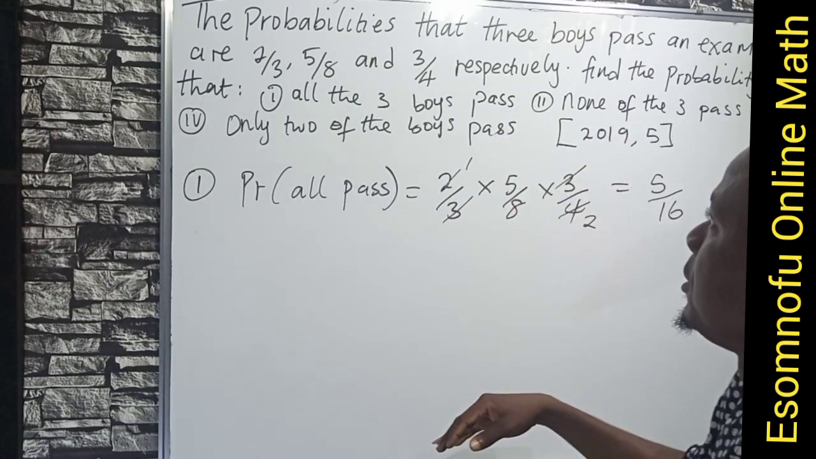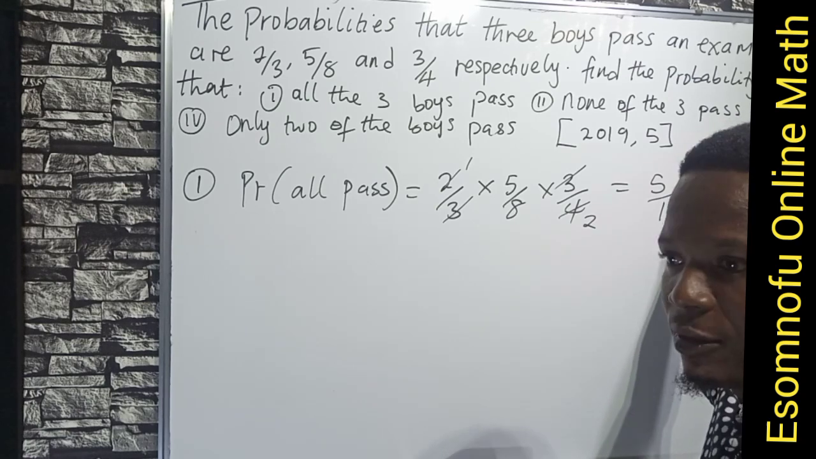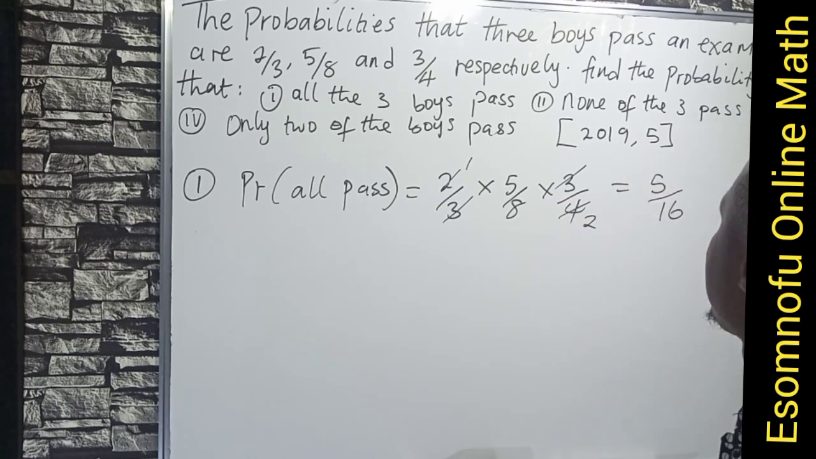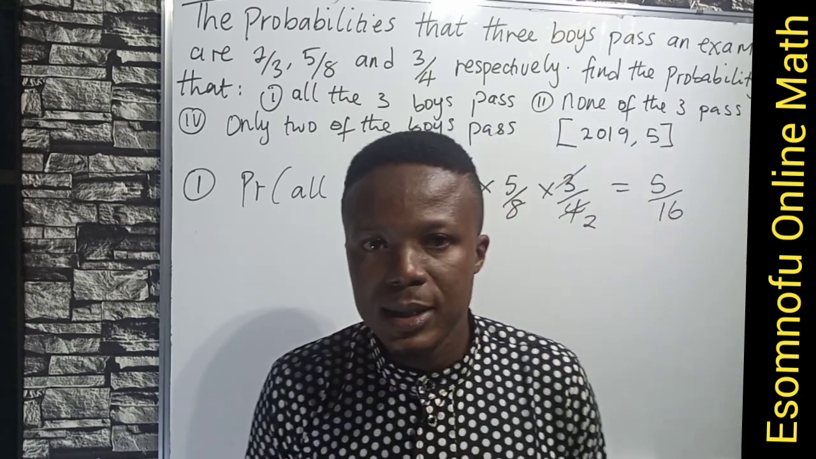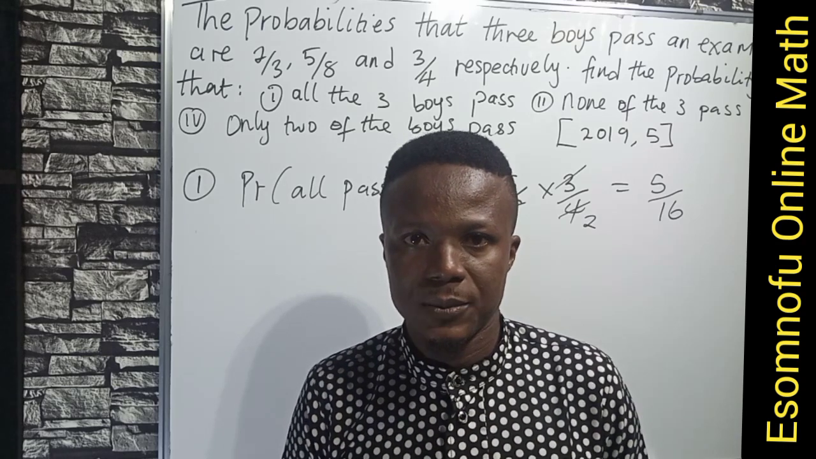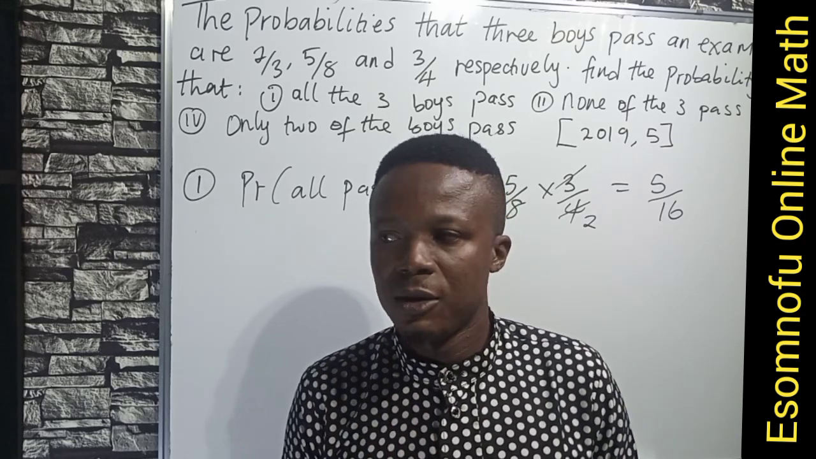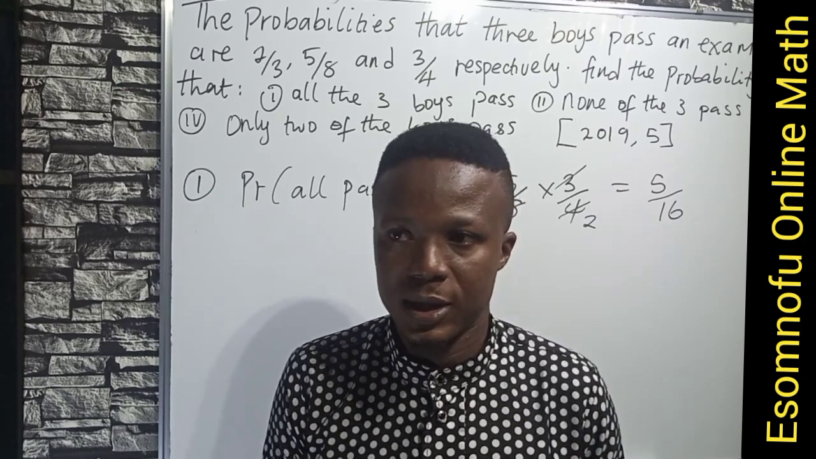Now, for the second one, it says that none of the 3 will pass. None of the 3 boys will pass means that the 3 of them fail. And one thing about probability is that the probability of failure is equal to 1 minus probability of success. Okay, so you should know this now. Probability of failure is equal to 1 minus probability of success.